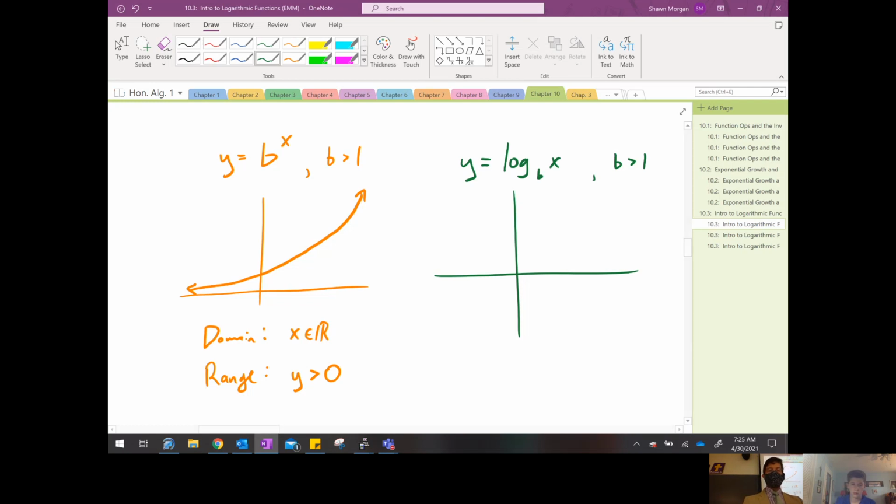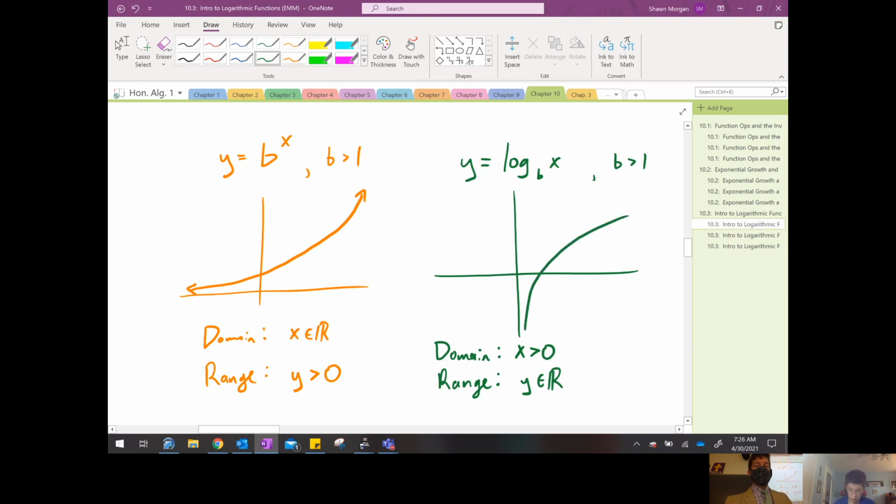Remember what we did with our domain and range? No, I don't. Okay. Nate? Very good. You swap them. The domain of my exponential function becomes the range of my inverse function. And consequently, class, the range of my exponential function becomes the domain of my log function. So whereas y was greater than 0, now x has to be greater than 0.